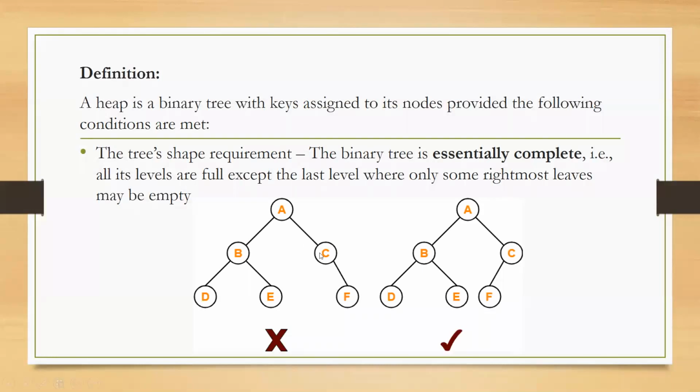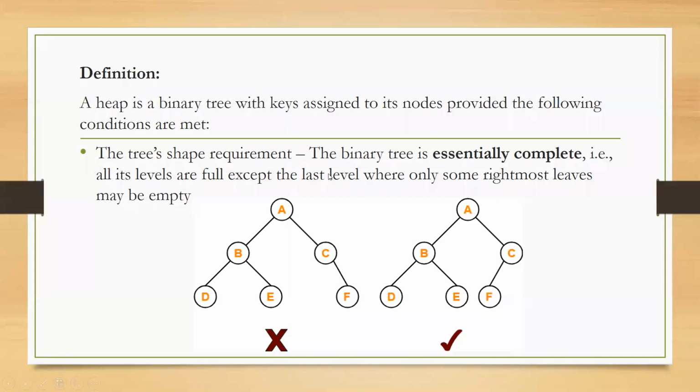If you look at the diagram on the right-hand side, there are three levels. This is level 0, A is in level 0, B and C are in level 1, D, E, F are in level 2. Now what it tells, all its levels are full except the last level. All the levels should be full means every node should have exactly 2 children. So now A has 2 children, B and C. That means except the last level, the tree is full. All the nodes are present.